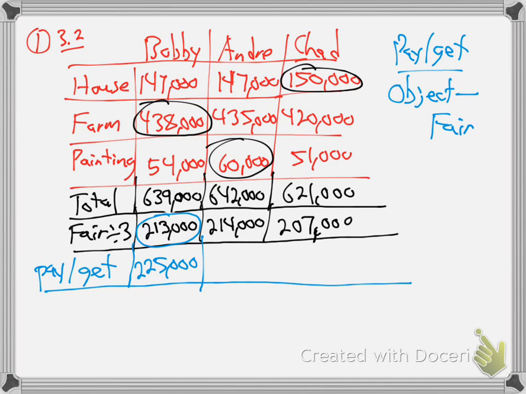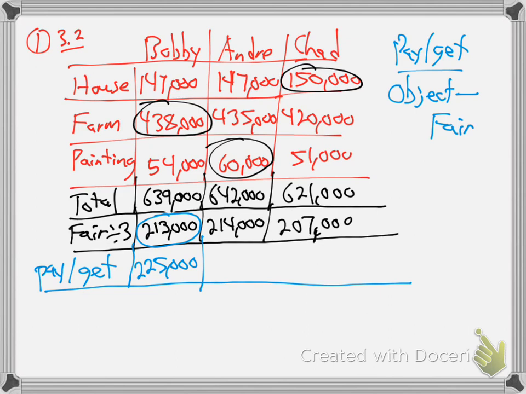He said that he thought the farm was worth 438. Adding up his totals, a fair share for him was 213. So he was given too much. In his own value system, he was given too much, wasn't he? So subtract those, and he owes $225,000 back into the estate.